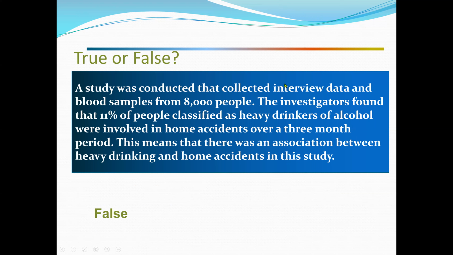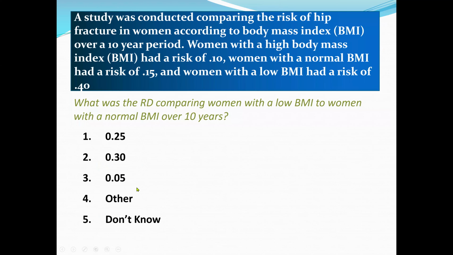The reason why is that, based on the question, data was collected, but the investigators found that only 11% of people classified as heavy drinkers of alcohol were involved in a home accident over a 3-month period. Again, only 11%. Then this means that there was an association between heavy drinking and home accidents in this study? The answer will be false. We need more data or other factors, because 11% was very small.